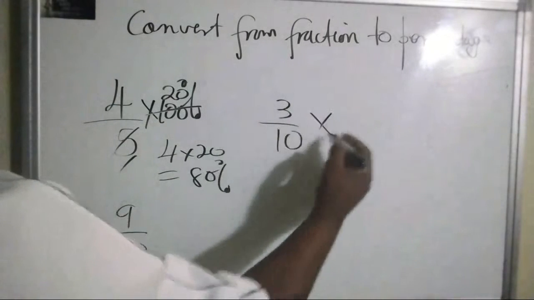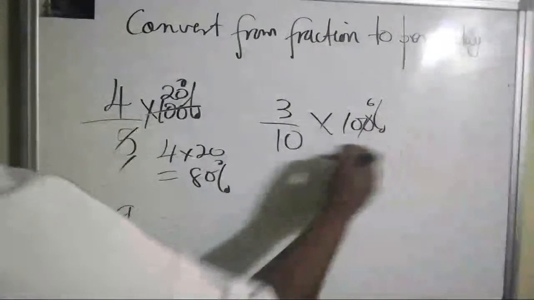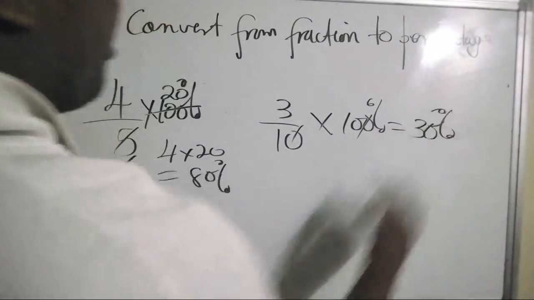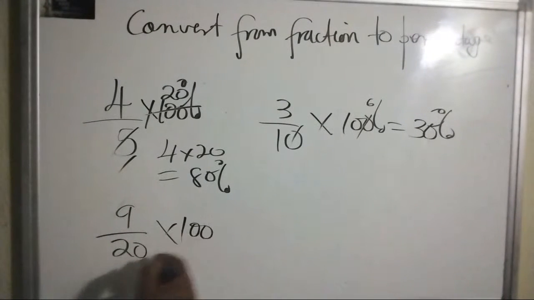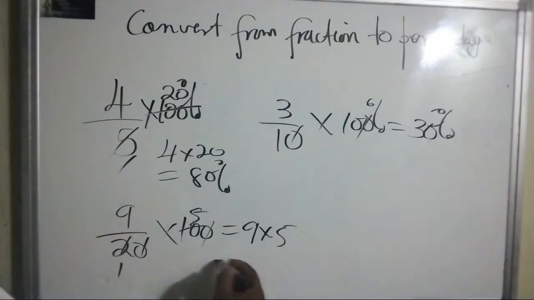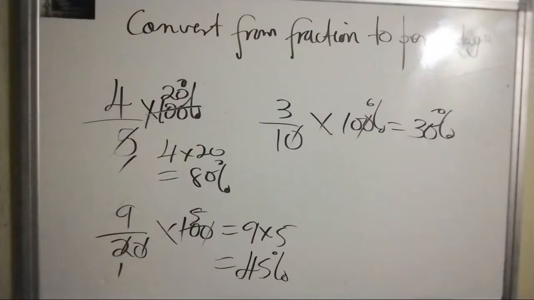You get 3 out of 10, then you put it times 100%. And then say 10 into 100, 10, 3 times 10 is 30. Oh, nobody is going to get this, you know. And then similarly, 9/20 times 100, 20 into 100 is 5, 9 times 5 is 45%. Alright? So nobody wants to get 9 out of 20, because that's only 45%.